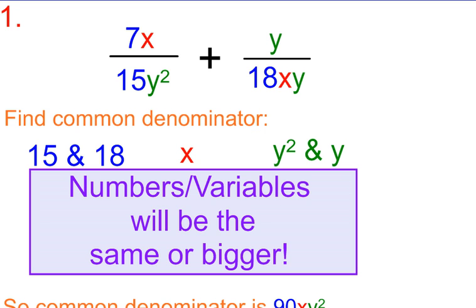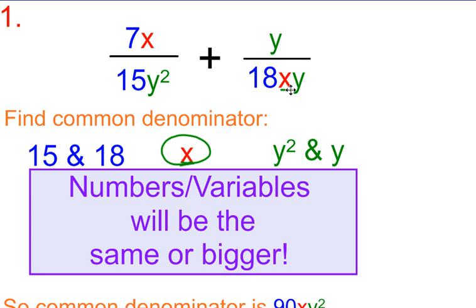When I'm looking at the variables, you see that I've listed both of our variables that we have here. This one has an x, and so I put the x right here. This one does not have an x. If a variable appears in either denominator, it has to be part of your common denominator. So I have to have an x in my common denominator.